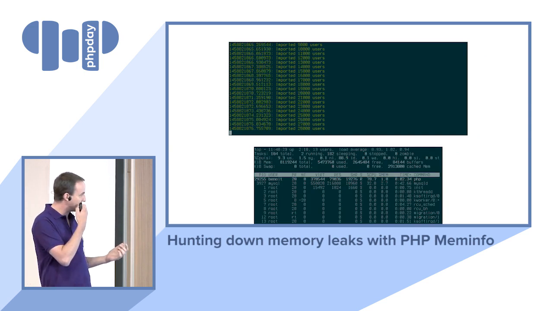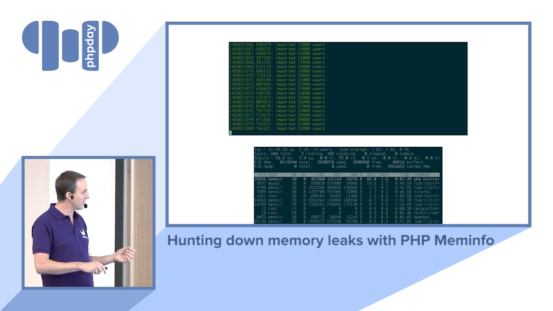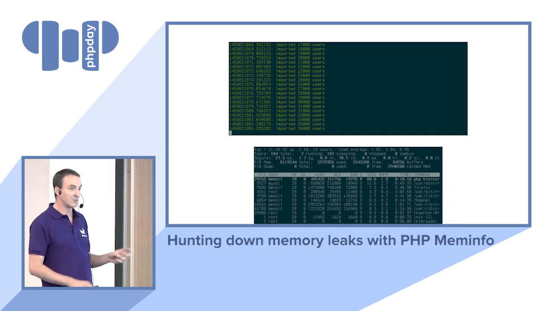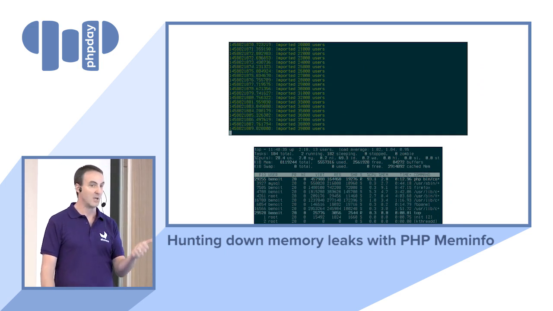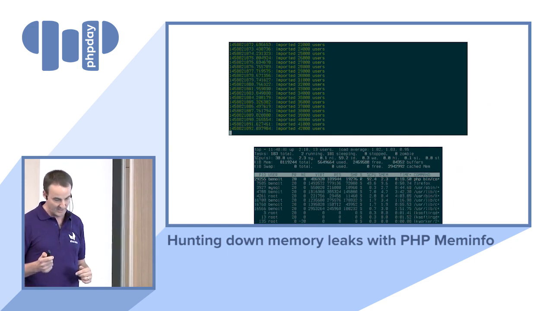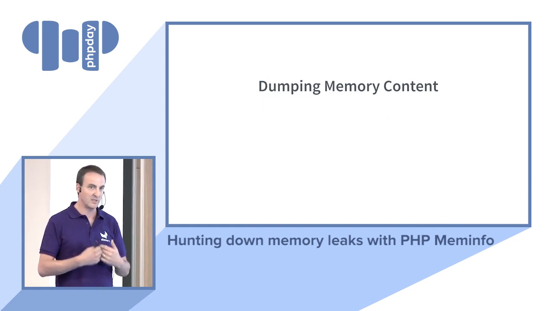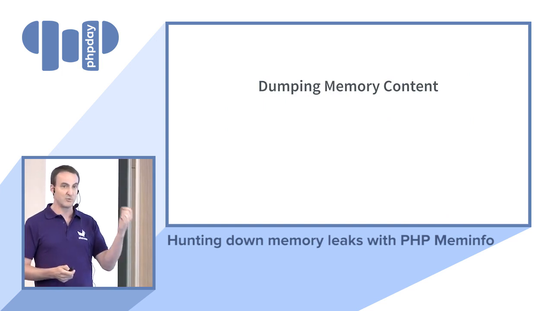I do a little top, and if you look at the virtual memory column of the top, you can see that it's increasing. The memory is increasing. So here you have the two main symptoms of a memory leak: slowing down and memory usage increase. So first thing, now that I know that I have a memory leak with this program, I will dump the content of my memory.